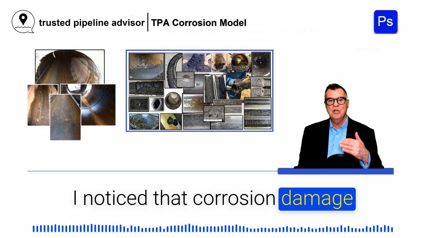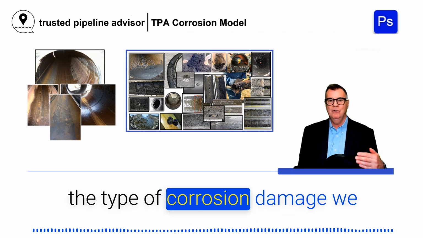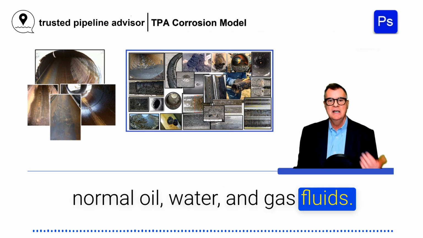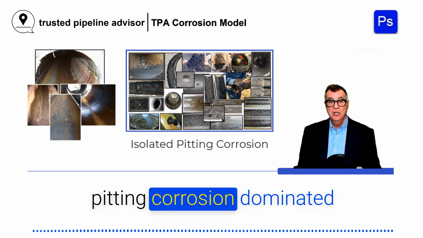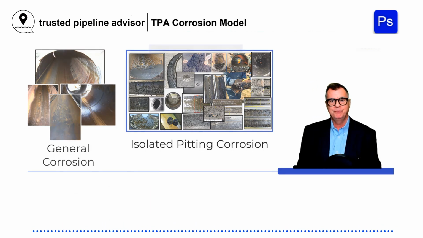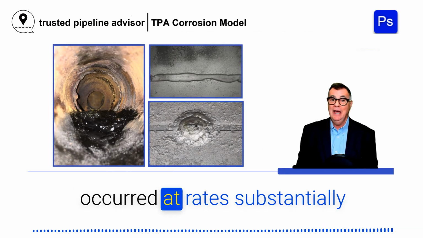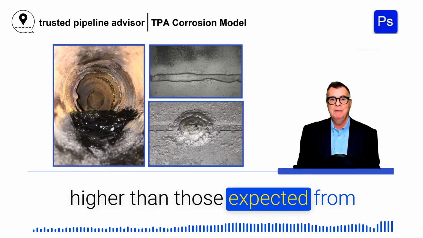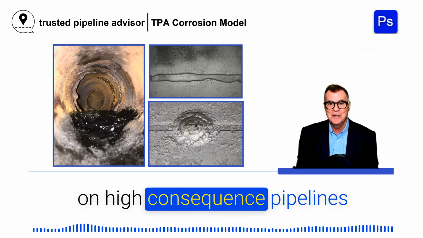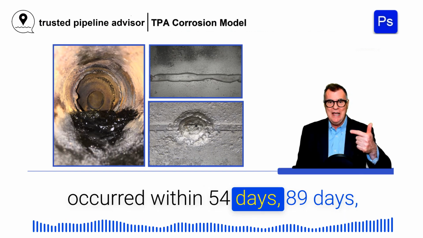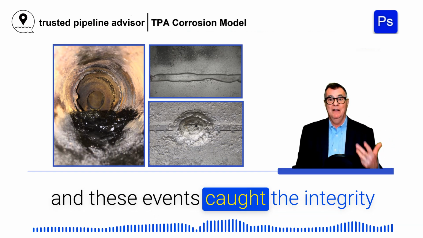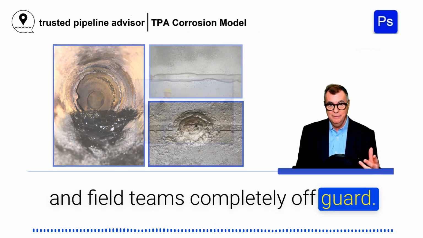I noticed that corrosion damage always seemed different than the type of corrosion damage we expected from the transport of normal oil, water, and gas fluids. I noticed that severe isolated pitting corrosion dominated instead of the expected general wall loss corrosion mechanism. I noticed that corrosion rates occurred at rates substantially higher than those expected from the transport of normal fluids. Accelerated corrosion failures on high-consequence pipelines occurred within 54 days, 89 days, 120 days following commissioning, and these events caught the integrity and field teams completely off guard.